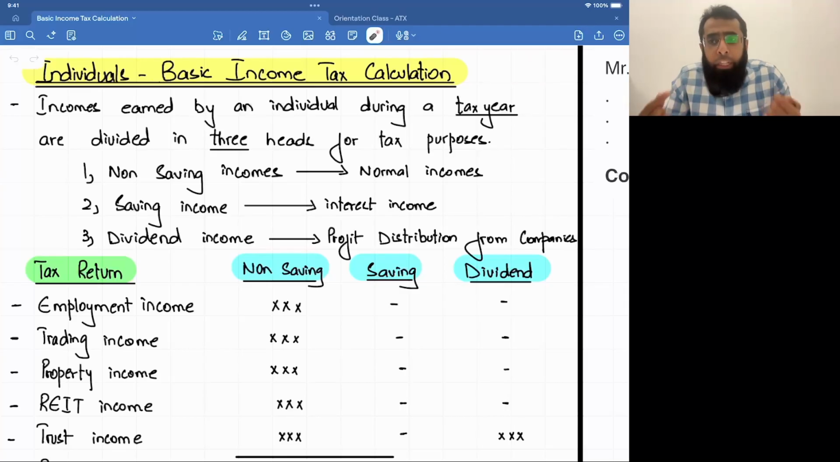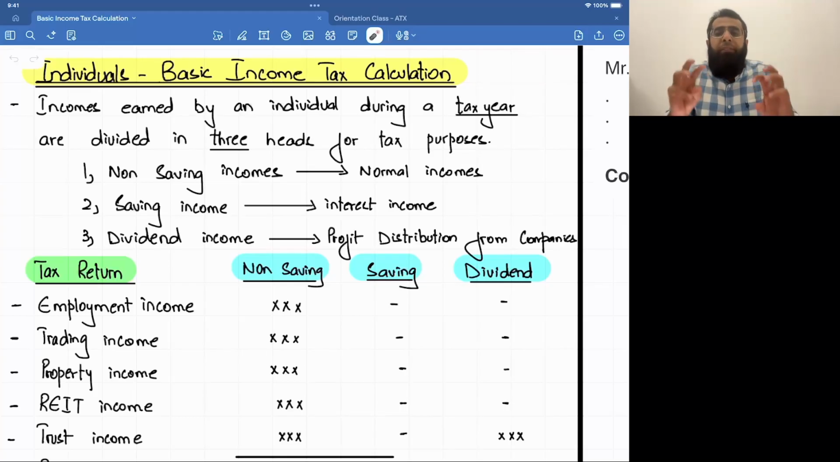For our examination purpose, to create ease, the examiner has said that instead of 6th April to 5th April, even in your calculation, you can use 1st April to 31st March. You can round off the 5 days and ignore 5 days of income. The real tax year runs from 6th April to 5th April, but in the exam, to make it easy, we write it as 1st April to 31st March.